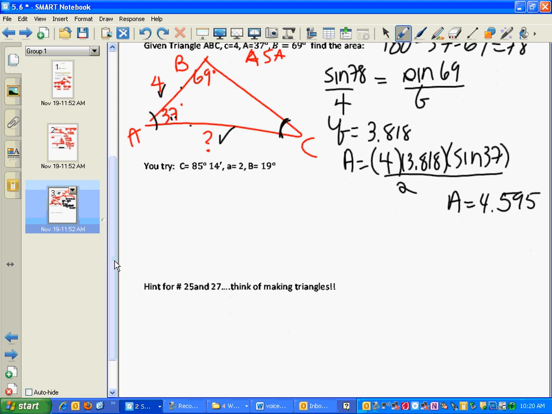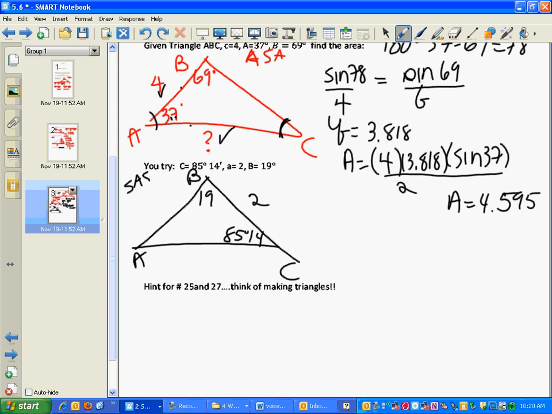I don't remember how I did it on the notes, but I lost the voice recording, so I'm recording this over. But we're going to use this method again, and we're going to draw our triangle ABC. 85 degrees, 14 minutes. B is 19. Side A is 2. If I want to have the side angle side, I need to find that side first. I know that angle A can be given to me also, and I need to know it because that's the angle that has the side corresponding to it.